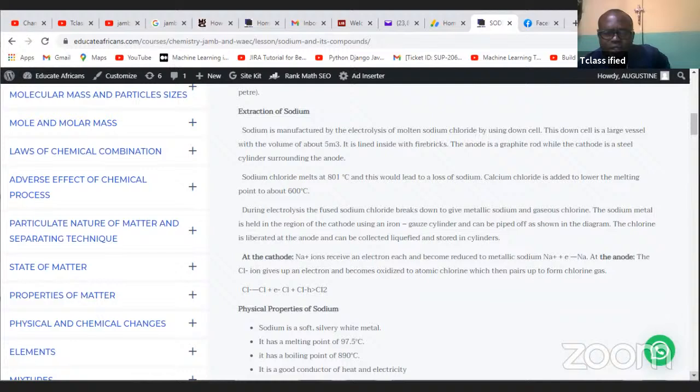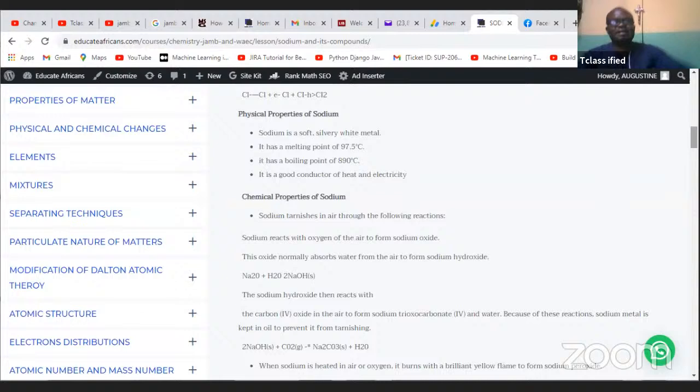Okay, what are the physical properties of this sodium we are talking about? Number one, sodium is a soft, silvery white metal. That is how you recognize sodium when you see it: a soft, silvery white metal.